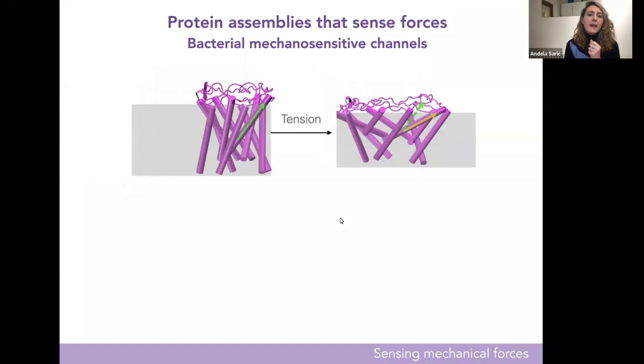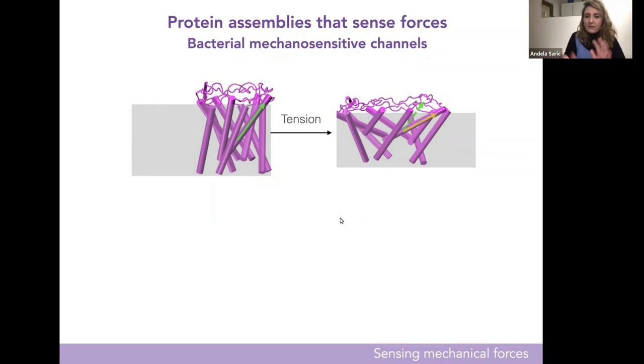And this is a structural view of how they might work. On the left, there is their closed structure. You see these transmembrane helices, which in my view are just hydrophobic rods connected by loops. And when the membrane stretches, so the membrane thins, these want to stay in contact with the membrane, so they will tilt and open a pore in an iris way.